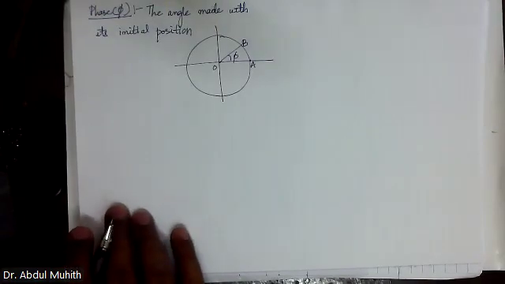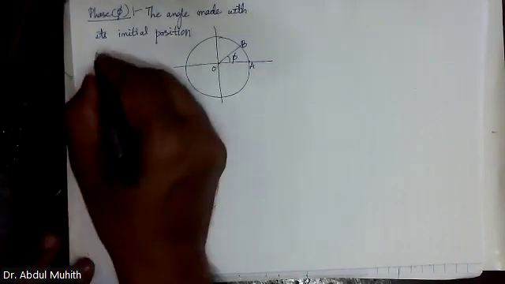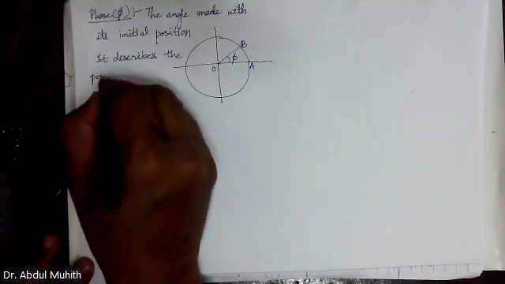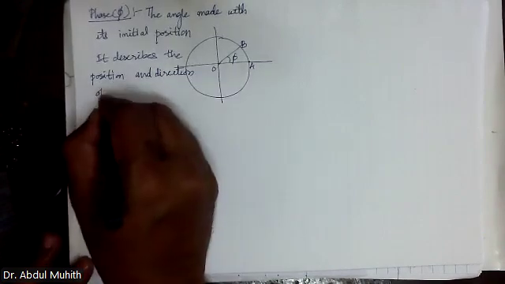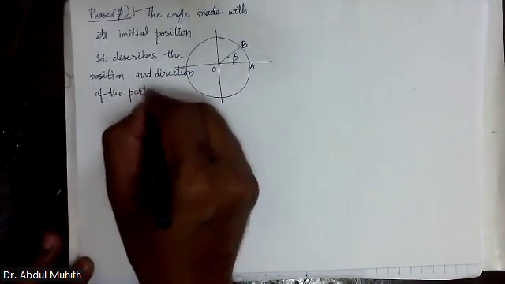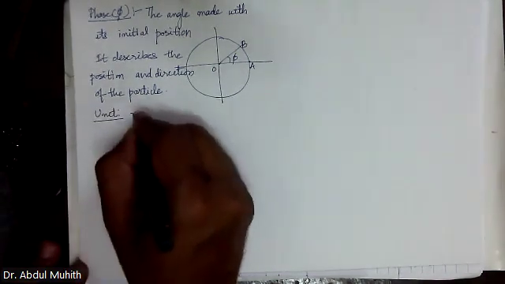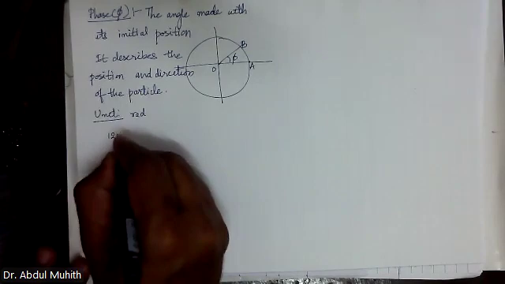But precisely, if you want the scientific definition, which is not in your book, it says that it describes the position and direction of the particle. So the angle made with its initial position is said to be phase, or it describes the position and direction of the particle. Phase is measured in what? The unit of phase is degrees or radians. Mostly it is measured in radians. Angles are measured in radians. Don't use degrees. Even if it is given in degrees, you have to convert into radians. So suppose it is 120 degrees, how to convert into radians?